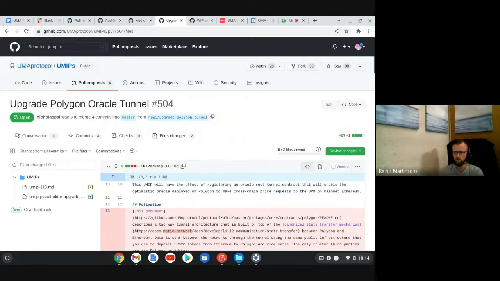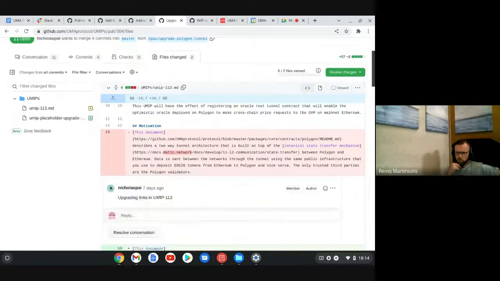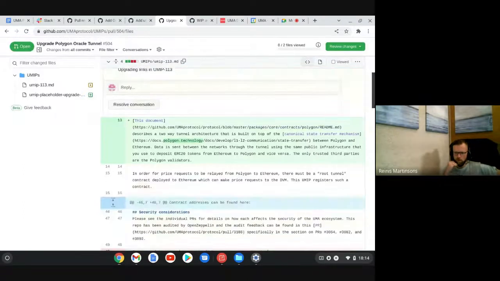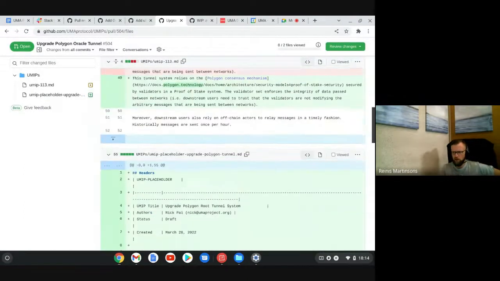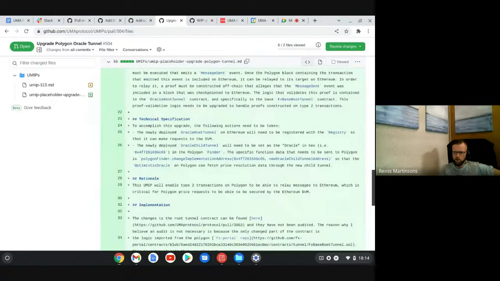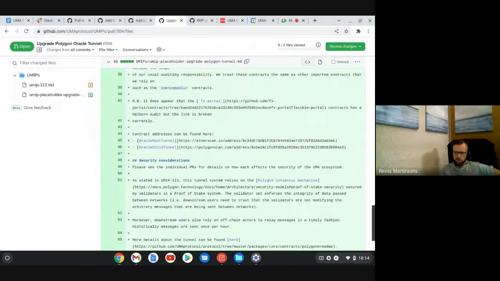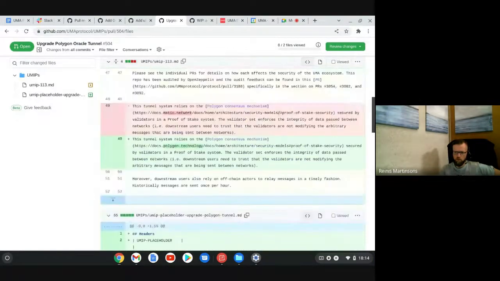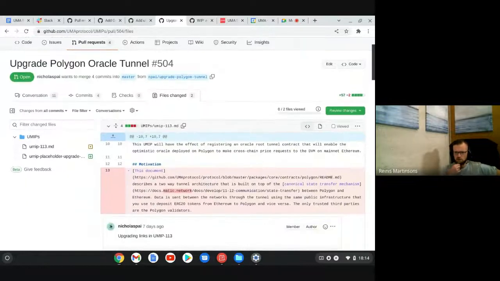So sure, there are some technical changes in the contracts, but they're effectively updating the source for the updated dependency, as I understand, for handling new types of transactions that were not present when this Polygon Oracle tunnel was first deployed.